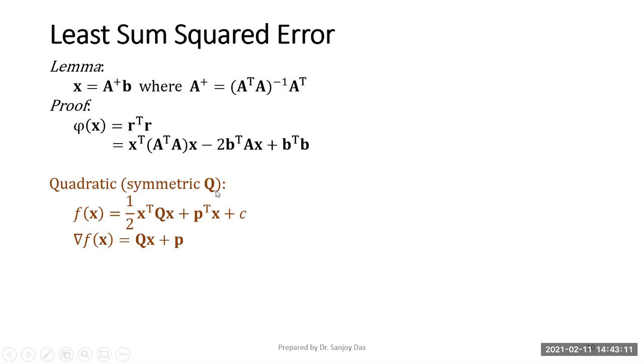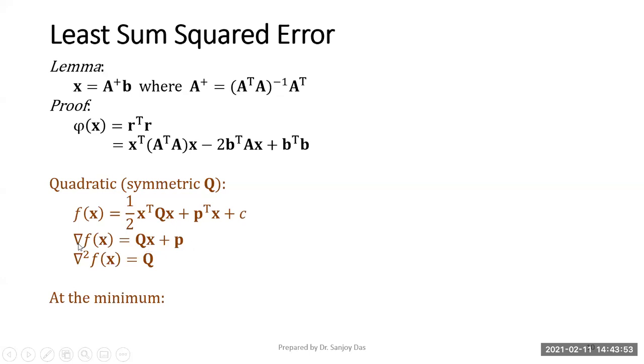Since Q is symmetric, del f of x is Qx, right? We've seen this before. And what's the derivative of p transpose x? Simply p. What's the derivative of a constant? 0. And furthermore, the second derivative, that is differentiating this again, we get the Hessian, which is del of this, or the Hessian of this function, which is this, Q.